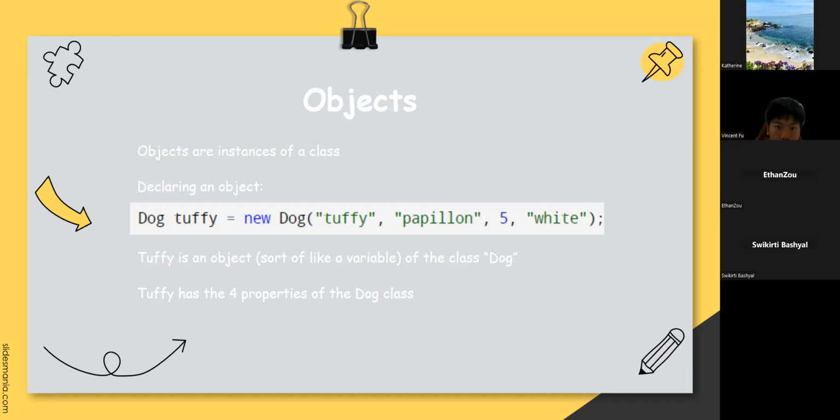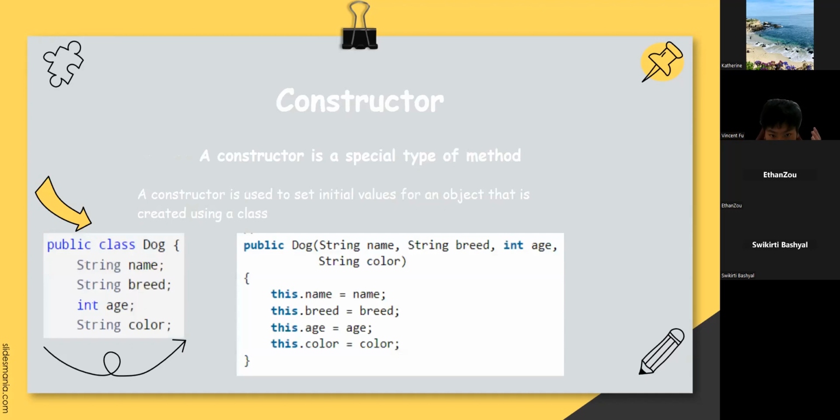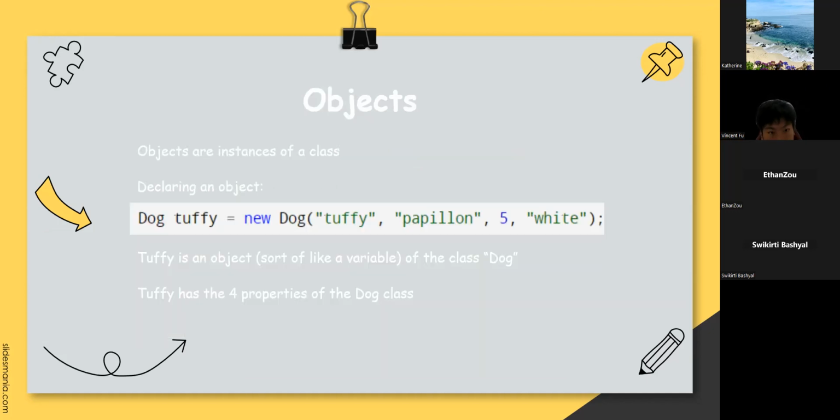And these are the ones we gave it, and these aren't the initial values from the constructor because the constructor from the previous slide, as you saw, did not have any initial values being set to the object.